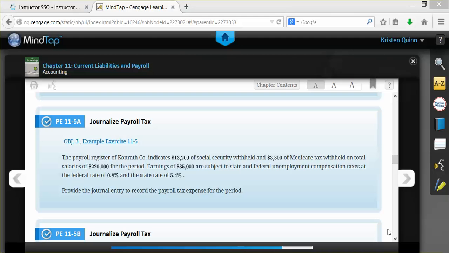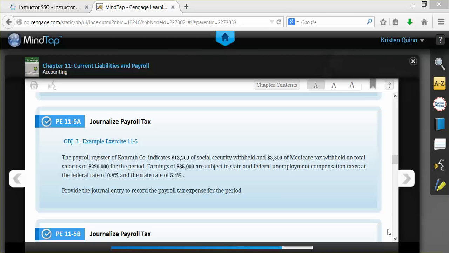For every time we run payroll, we need to have two journal entries. One to record for the payroll side, meaning what are we paying our employees and how much are we withholding from their paychecks. And we have to have a second journal entry to record the payroll tax that the employer has to pay because they have employees.